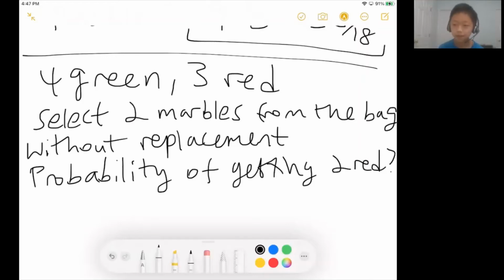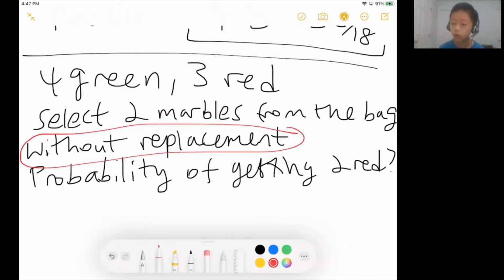So basically, first, for this problem, maybe one of the important things to notice is the word without replacement. You'll see this a lot in math competitions. Without replacement just basically means you're not going to replace the thing that you took. So if I draw a green marble, let's say I first draw a marble, I'm not going to put the marble back into the bag. I'm going to keep the marble, and I'm going to continue drawing.